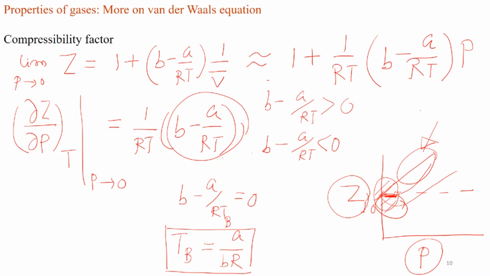So the van der Waals gas equation yields an expression for the Boyle temperature in terms of the constants a and b, which means this Boyle temperature will be different for different gases, as a and b are constants which are different for different gases, which is experimentally observed also.